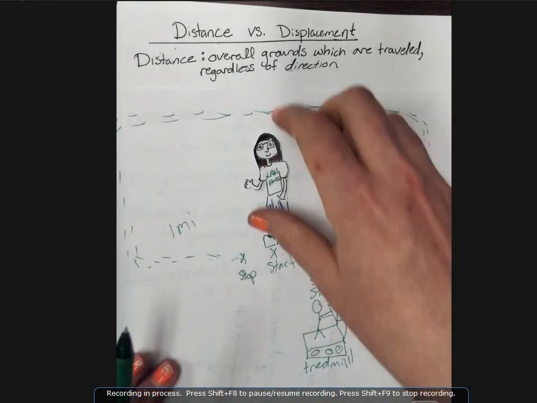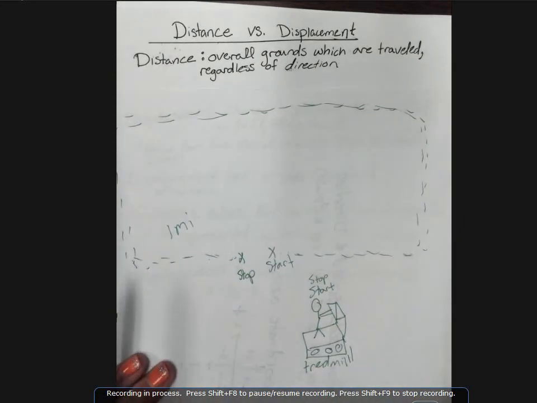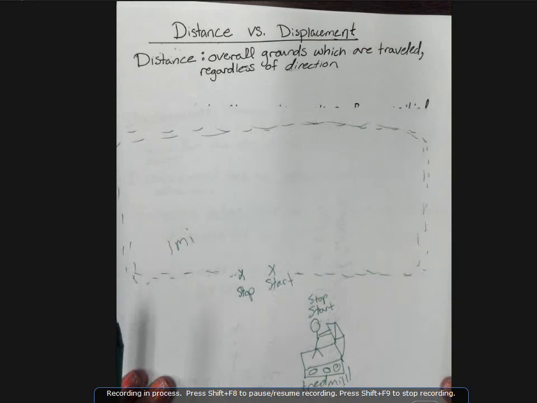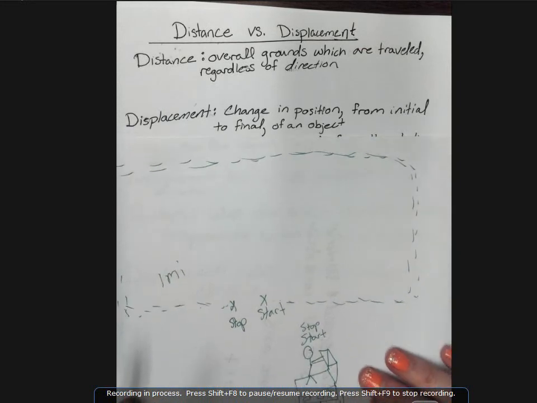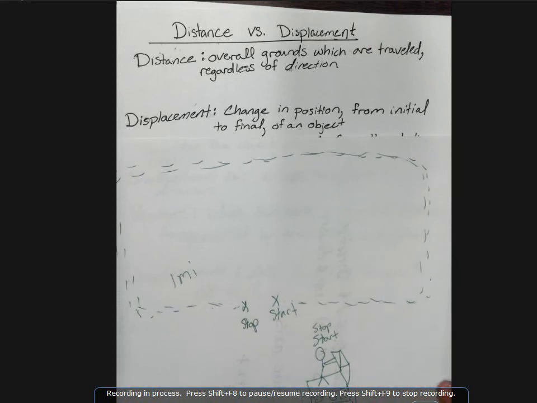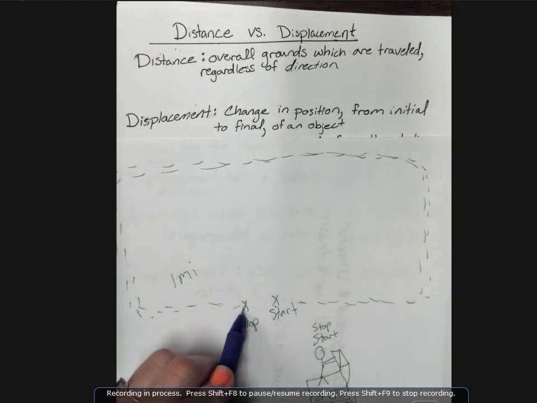Alright, that's distance, and that's the beauty of it. You could run in circles all day and rack up a ton of distance. But displacement's a little bit different. You see, displacement is just the change in position from initial to final of an object. Alright, so going back to our school example, right? If you start here and you stop here, displacement is going to be the change in position.